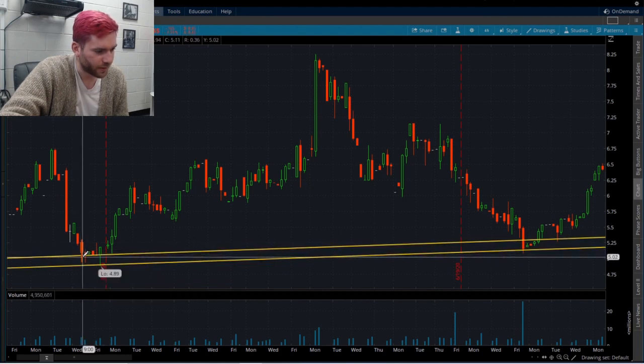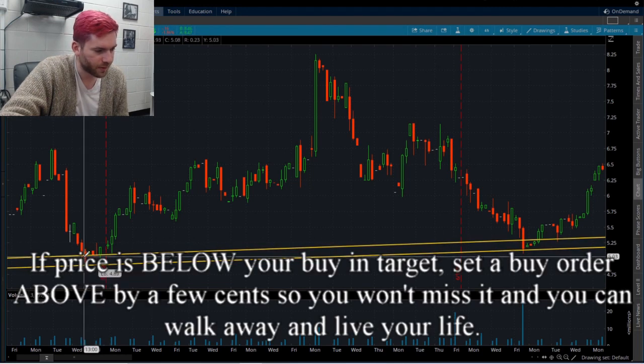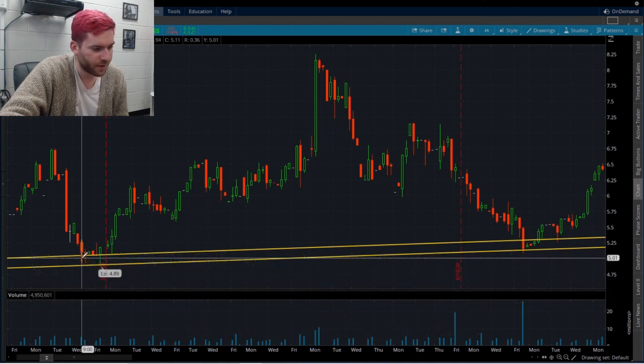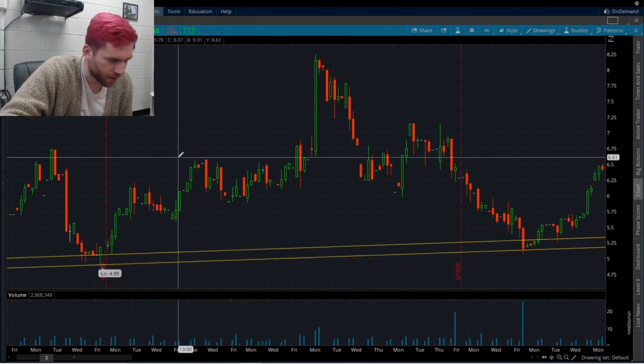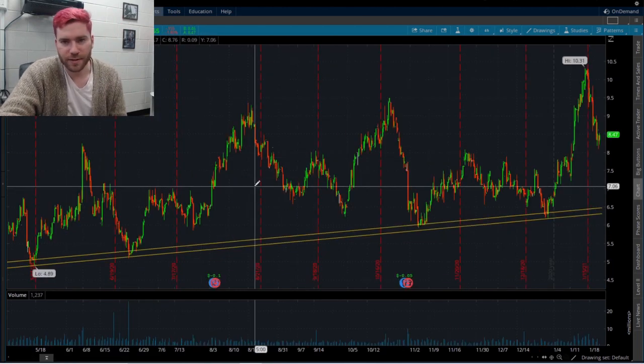So it comes in, around $5 here. Put a limit buy order at like 505. It keeps going down, keeps going down. You don't have to worry about it. You're watching it and then it takes off. You get the whole move. So the farther in it gets, the better for you.